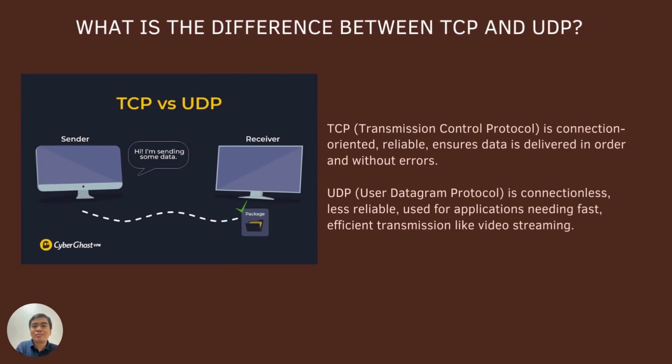What is the difference between TCP and UDP? So, TCP or the Transmission Control Protocol is connection oriented, reliable, and ensures data is delivered in order and without errors, while UDP or User Datagram Protocol is connectionless, less reliable, used for applications needing fast, efficient transmission like video streaming.